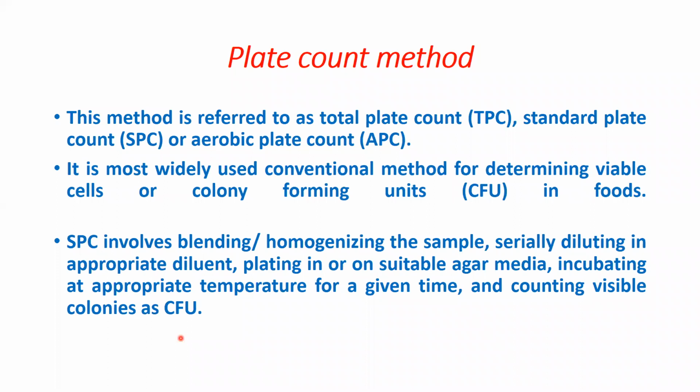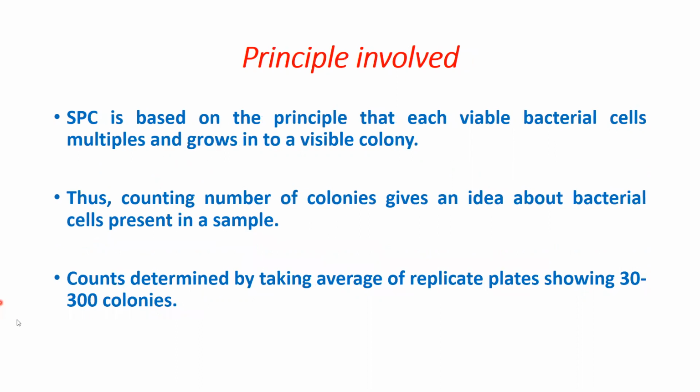So that will give the standard plate count, or total plate count, or aerobic plate count. Why are we calling it aerobic plate count? Because the colonies will develop on the surface of the plates. That's why it is called aerobic plate count. Standard plate count is based on the principle that each viable bacterial cell multiplies and grows into a visible colony. Thus, counting the number of colonies gives an idea about bacterial cell presence.